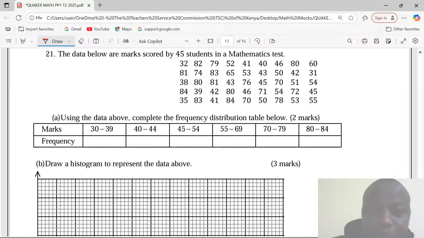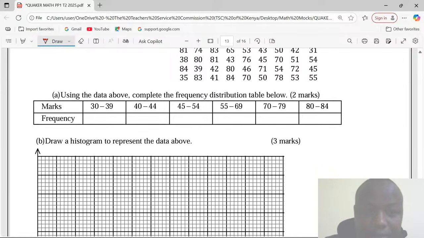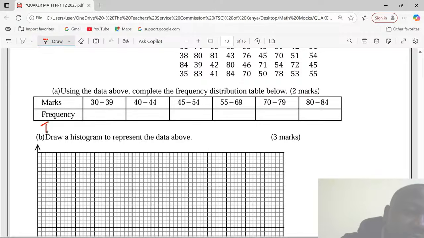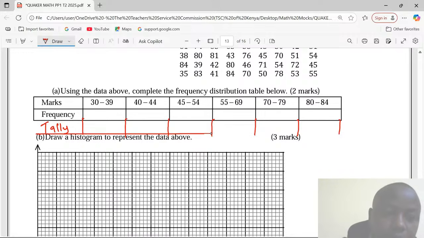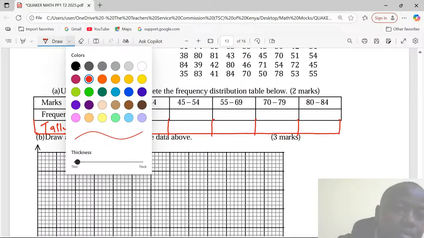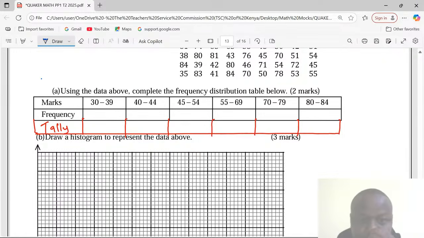All right. I want to introduce something here, and that is going to be the tally column. For every class, because the examiner has already given us the classes, it is only the frequencies that we don't know. So with that, we should be able now to know the frequencies on our own, whereby this is what we are supposed to do.